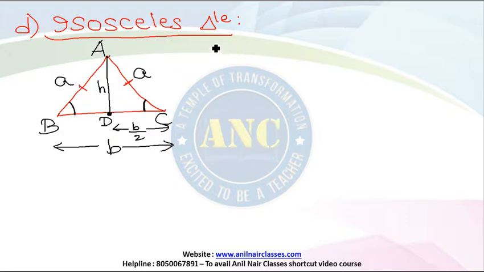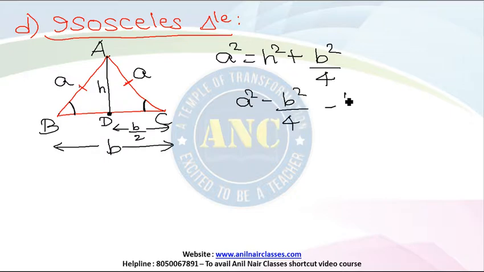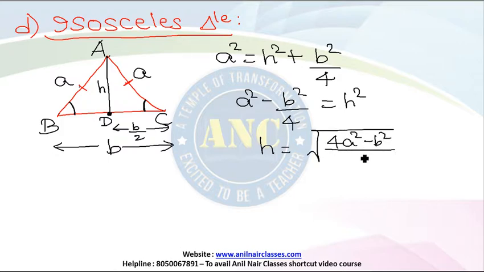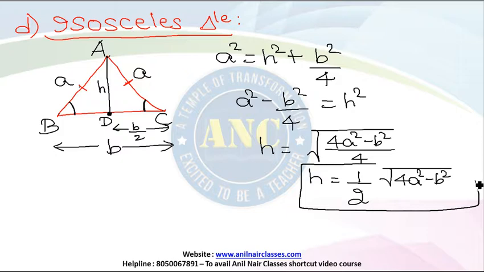Now, if I apply the Pythagoras theorem for triangle ADC, hypotenuse square, a square, is equal to h square plus b by 2 whole square. So a square minus b square by 4 is equal to h square. So the height of the isosceles triangle is the square root of (4a square minus b square) divided by 4, or height is half of the square root of 4a square minus b square. I hope it is very clear.